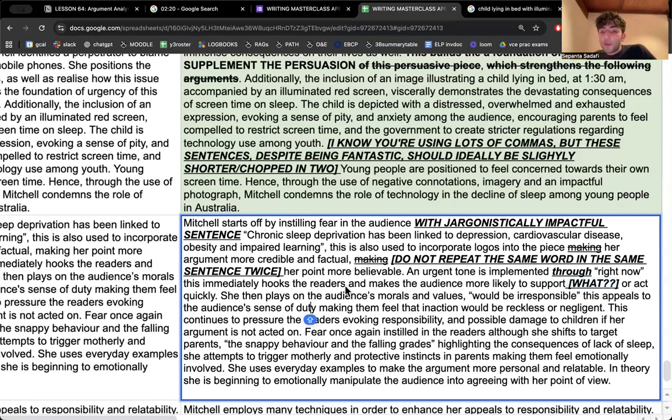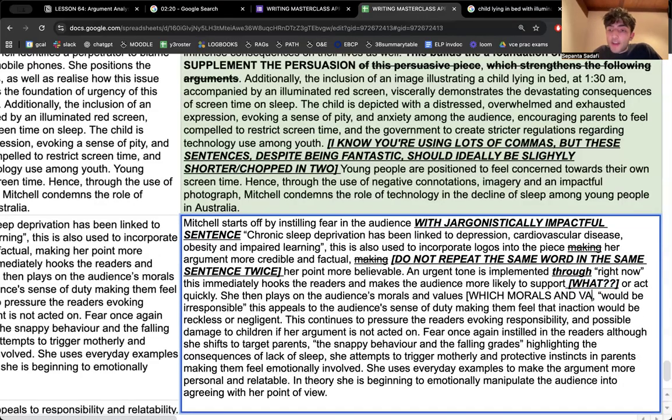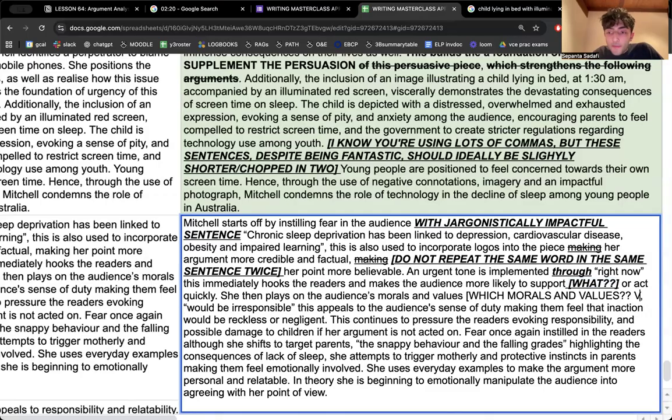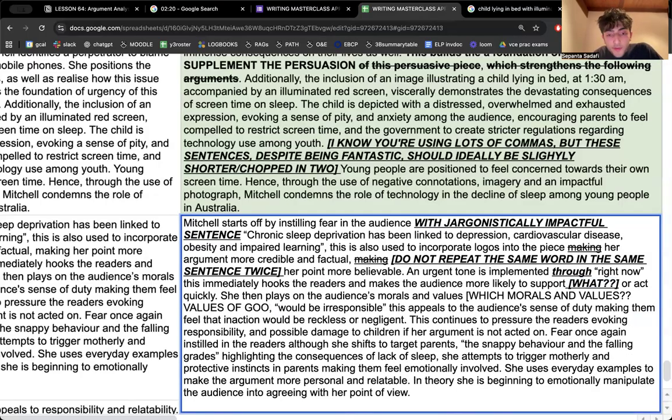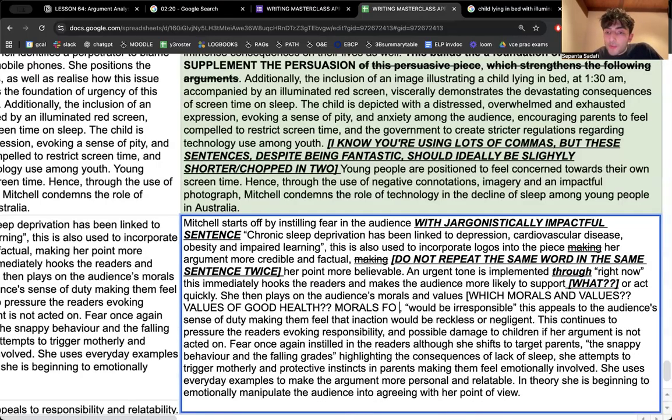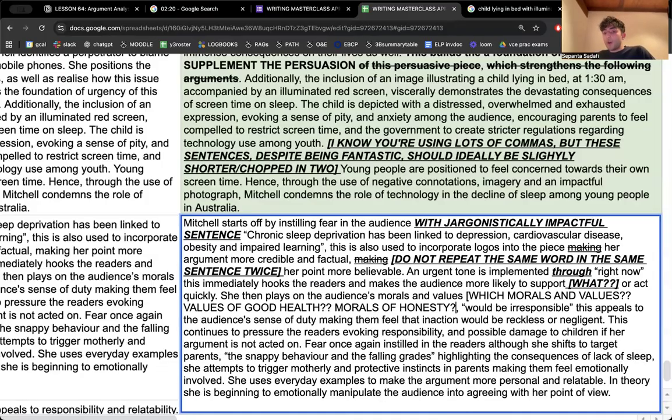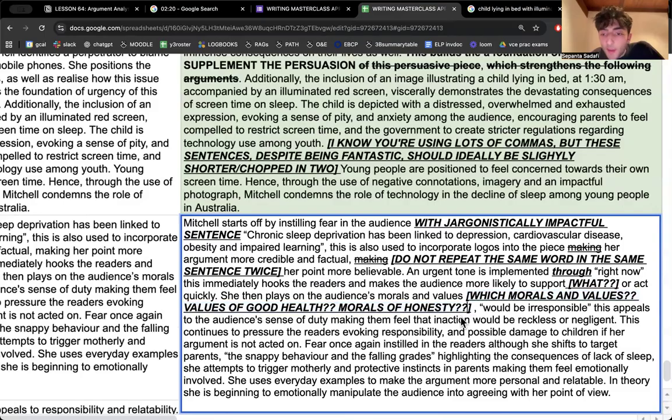She then plays on the audience's morals and values. But tell me which morals and values, right? Values of good health, right? Morals of what, morals of like honesty. What are the morals and values? Expand there. Be specific. Everyone always, when you introduce a concept, give me the specifics of that concept.